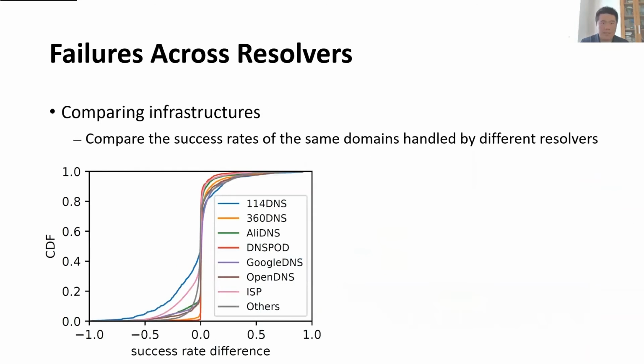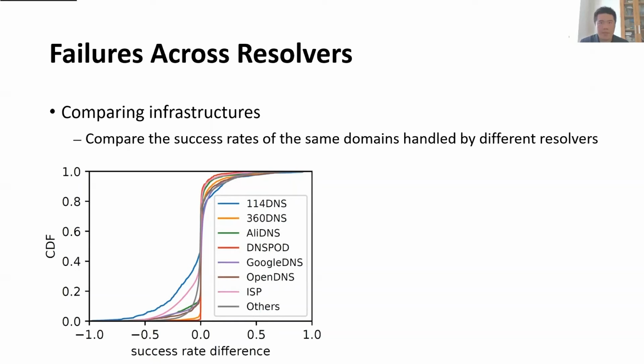This could be the reason for the variance of success rates observed from different resolvers. Another possible explanation is the differences between resolvers' infrastructures. To explore this, we compare the success rates of the same domains handled by different resolvers. Specifically, for each resolver, we first find the domain intersection of it and each other resolver. Then for each domain in each intersection, we calculate the difference in their success rates on the two resolvers. Finally, for each type of resolver, we plot the CDF of the differences between this type to other types. The result is shown in the figure.